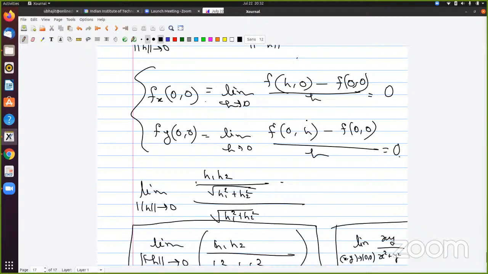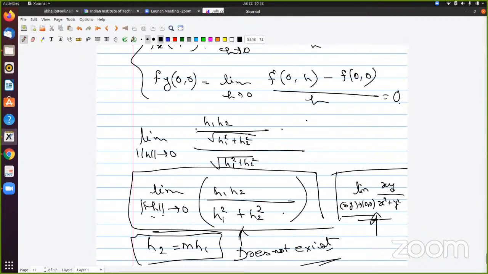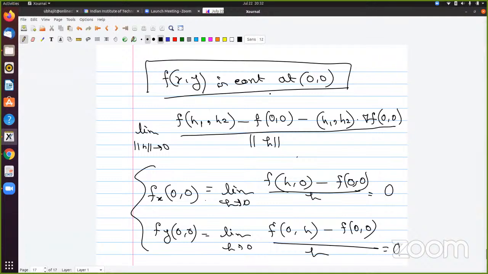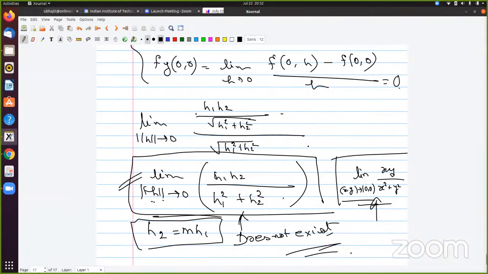Okay, so any doubt till this? I mean, for this question. So at the end we get some limit which does not exist. For the function to be differentiable, this limit should be 0. But here we can see that this limit does not exist. So we can conclude that the function is not differentiable, though it is continuous. Okay, so f(x,y) is not differentiable. Is it clear?